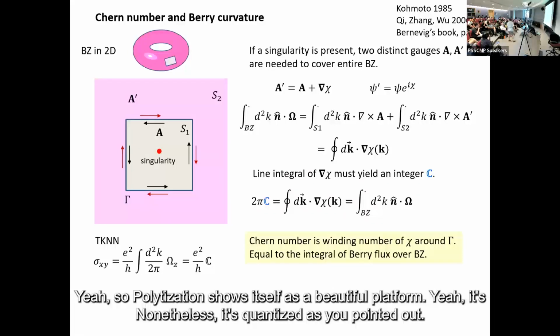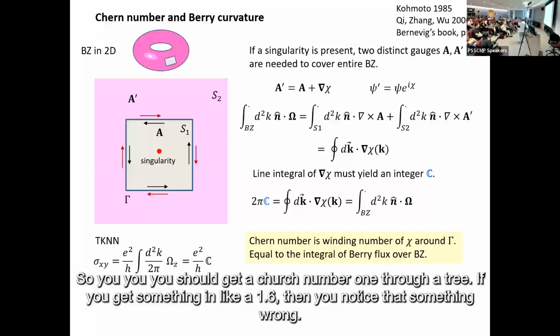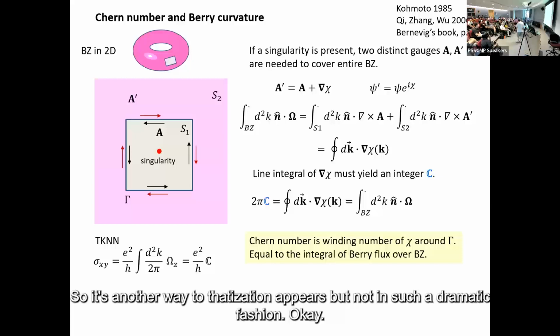Whereas in the original Luttinger. Yeah. So this is the interesting thing, right? When we talk about the integer quantum Hall effect, because it's fermionic, quantization shows itself as a beautiful plateau. Here it's bosonic. Nonetheless, it's quantized, as you pointed out. So you should get a Chern number of 1, 2, or 3. If you get something like 1.6, then you know you've done something wrong. So it's another way that quantization appears, but not in such a dramatic fashion as a plateau.